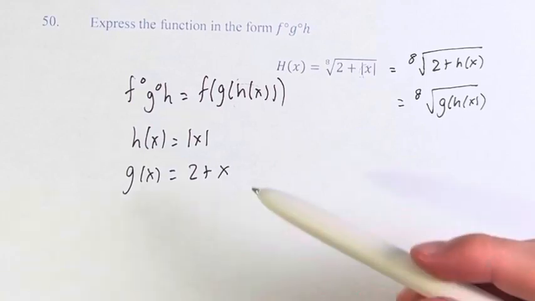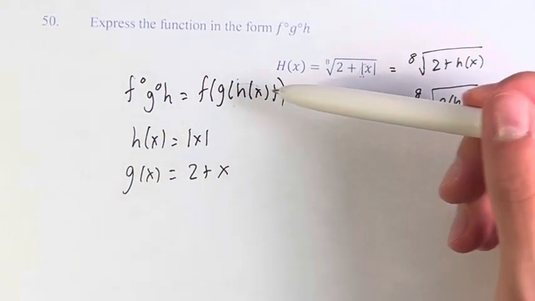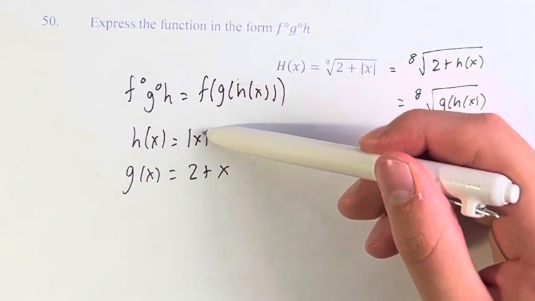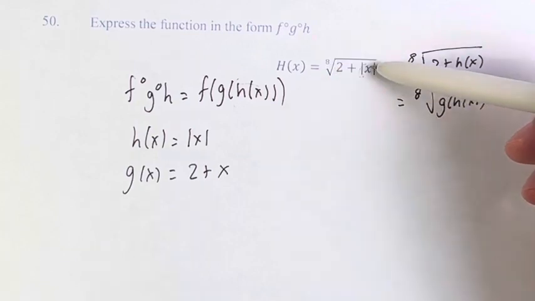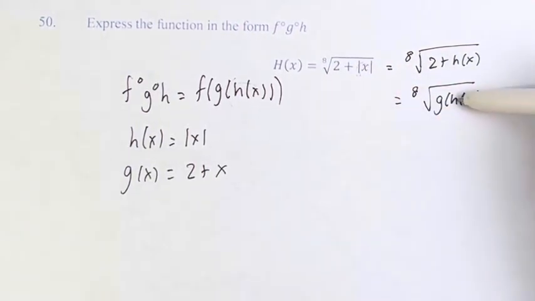Just to restate, g of x is 2 plus x. So therefore, g of h of x means it's g of the absolute value of x, so it's 2 plus the absolute value of x. So everything inside this eighth root is g of h of x.